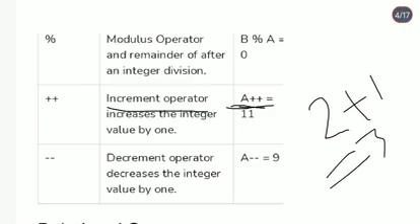Now take the decrement operator. The decrement operator just does the opposite of the increment operator. So a minus minus means 9. Why? Because a value is 10. If you subtract 1, what will be the value? 9. So a minus minus is equal to 9. For example, if I take a is equal to 5, then a minus minus is equal to 4. We have to just decrement by 1. Okay, so it is very easy.